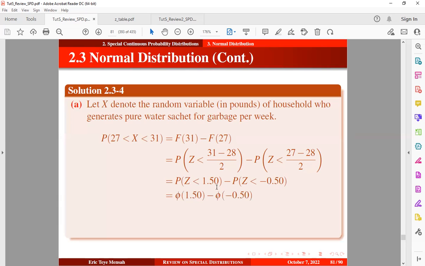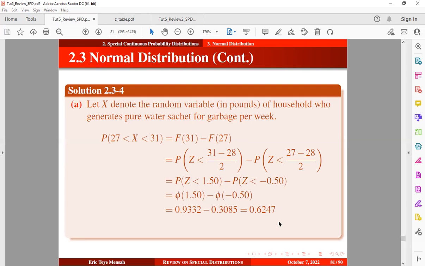We know this is similar to that. Once you read this from the standard normal table, you obtain this. If you reduce, you also obtain that. Once you do the subtraction, you obtain this. So this basically means that there is approximately a 62% chance for a randomly selected household to generate between 27 and 31 pounds of pure water sachet garbage per week.